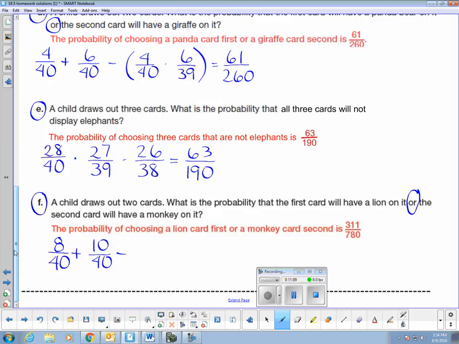And the probability of the first card being a lion and then the second card being a monkey is only 10 out of 39.